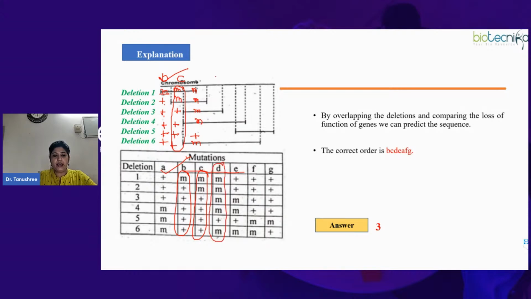Accordingly, you can answer. Here it is plus, and for deletion 2, no deletion plus, but here M, M, and here you will have the plus and then M. So this resembles E. And then if you look here, this will be plus, plus, plus, plus. Then you have it this way.